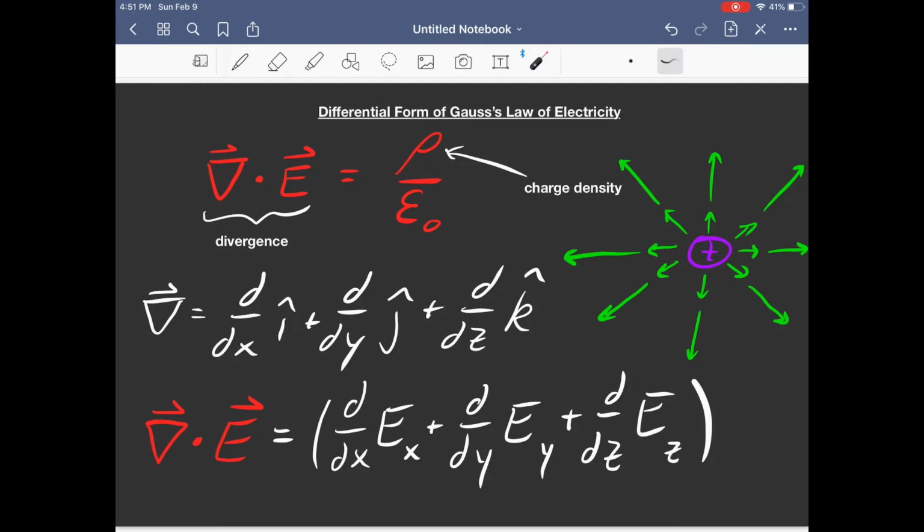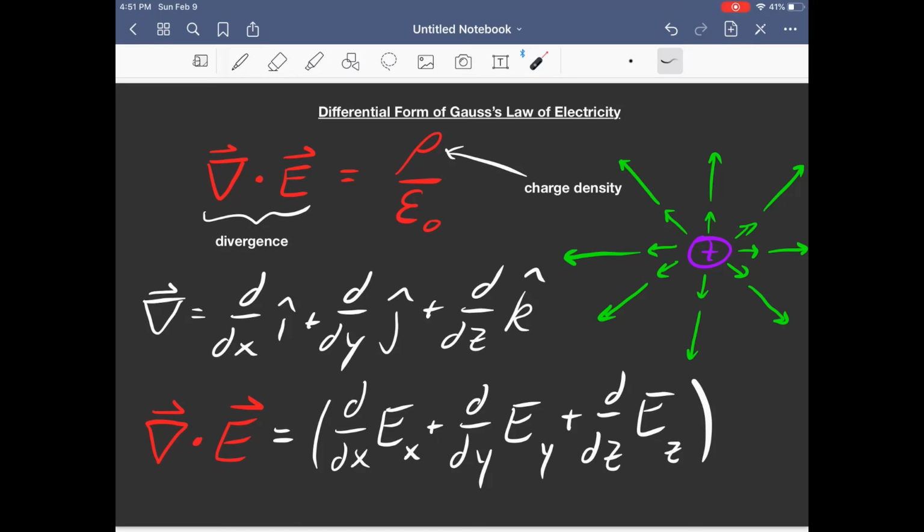Okay, so the last thing to talk about is the other common form that you see of Gauss's law of electricity, which is the differential form. And it looks like this. We have the del operator dot product with the electric field equals the charge density divided by epsilon naught. So what we have on the left-hand side, we will term as divergence. So the dot product between the del operator and our electric field vector is called divergence.